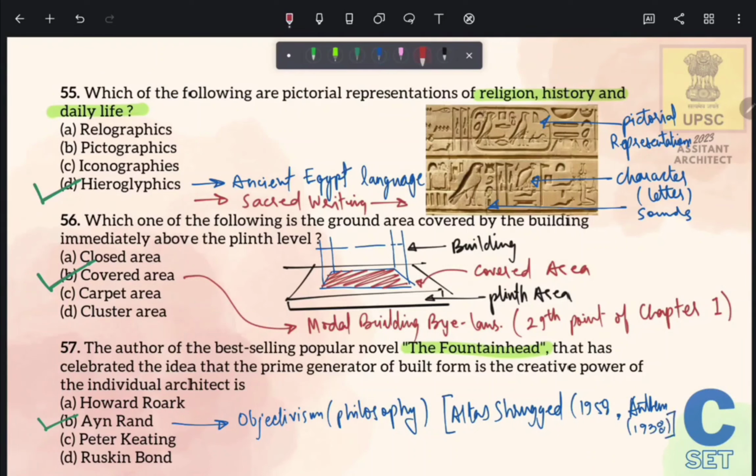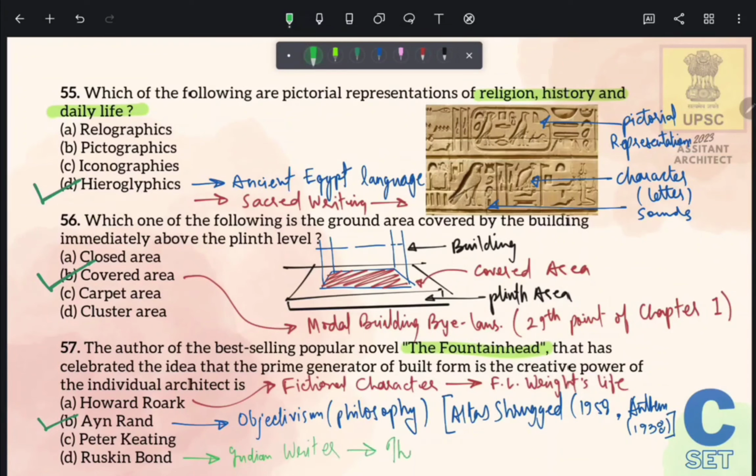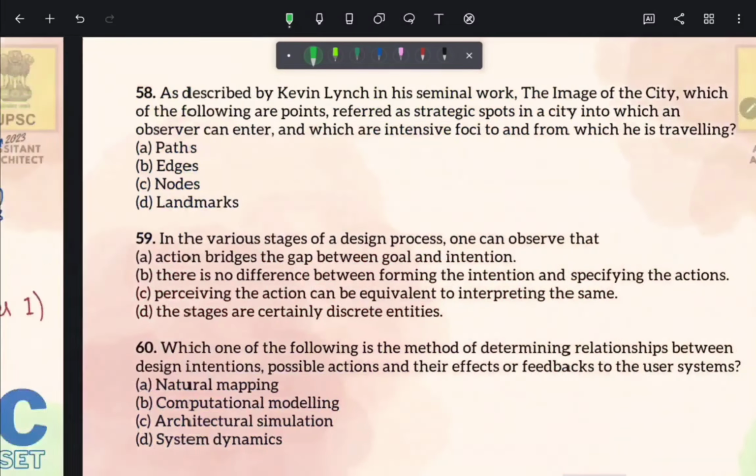Let's see some other options given in this question. Howard Rock was a fictional character in this Fountainhead novel, and it was said that this character is an inspiration of F.L. Wright's life. Option D is Ruskin Bond, who is an Indian writer. He wrote some famous books like The Blue Umbrella, and Cherry Tree. Let's move to the next question.